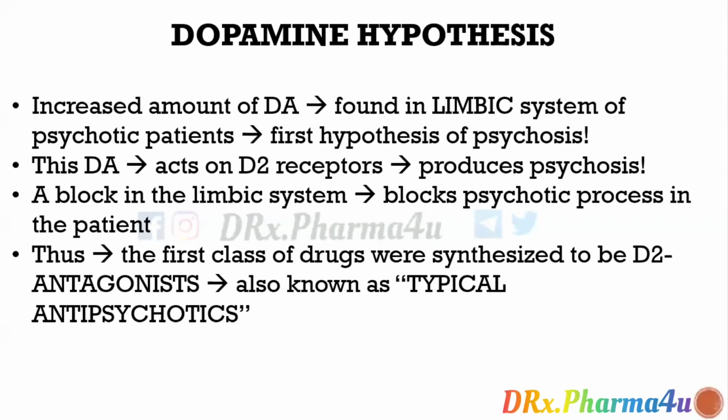So that is why some medicines were discovered which possibly blocks D2 pathway, or which blocks the D2 receptors. So the first class of medicines were synthesized to be D2 antagonist. Antagonist means blockers. So they are known as typical antipsychotics. So always remember, the first medicines for schizophrenia were typical antipsychotics.